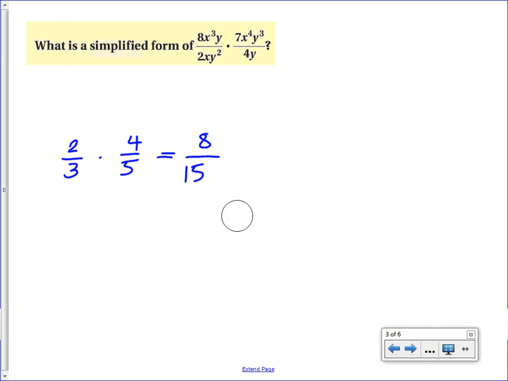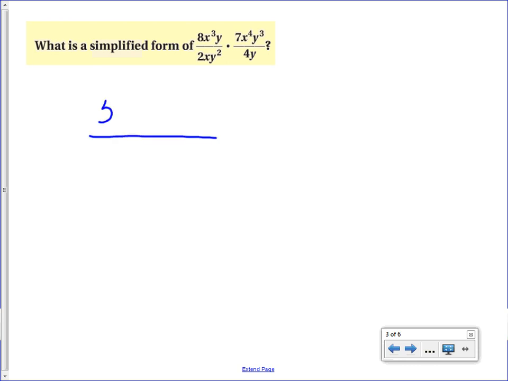I'm going to erase this example and try the one that's up there, which has variables in it. If I can go straight across the top and combine these two fractions, then the numerator is going to be 8 times 7, which is 56. I have x to the third and an x to the fourth, which is going to become x to the seventh. Then I have y and y to the third, which will become y to the fourth.